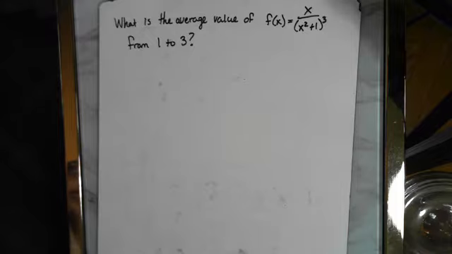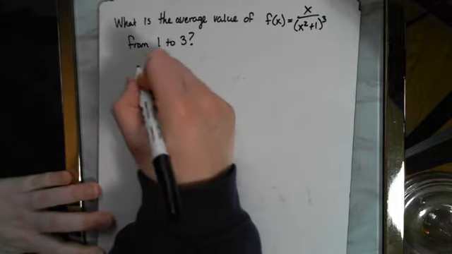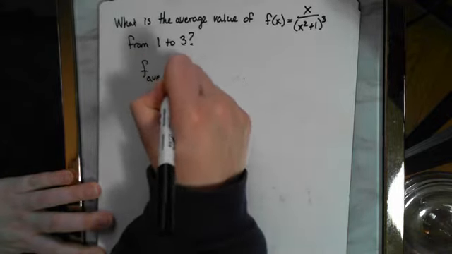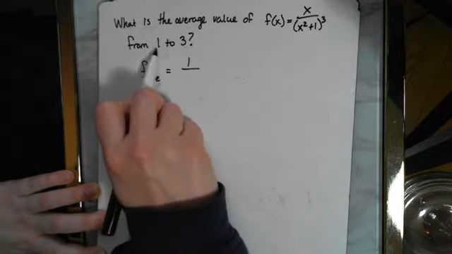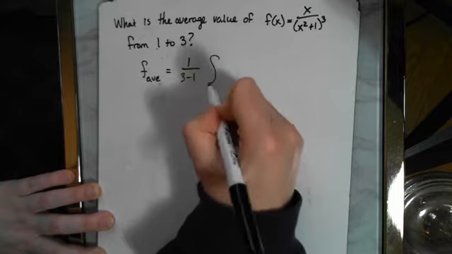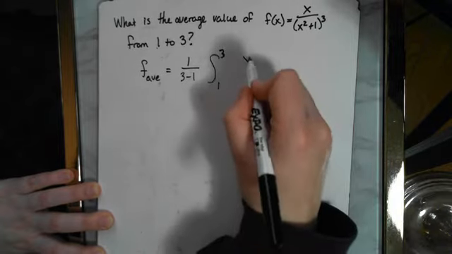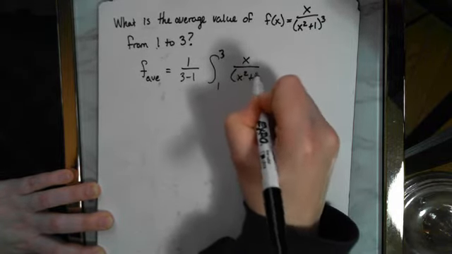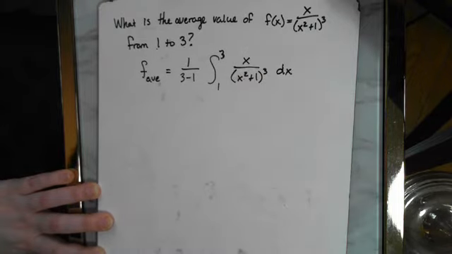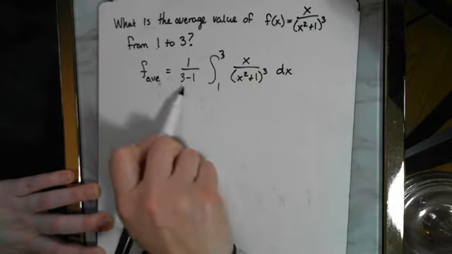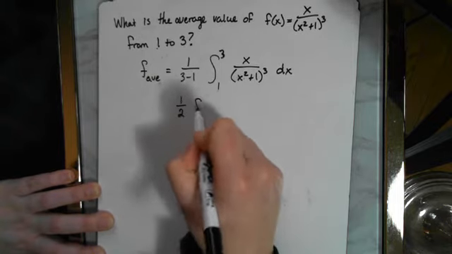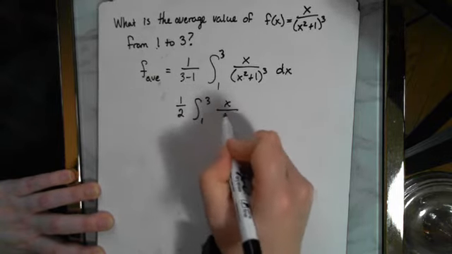So they want us to find the average value of the function f of x equals x divided by (x squared plus 1) cubed from 1 to 3. So I'm going to start off by employing the average value function that I have. f(ave) equals 1 over b minus a times the integral from a to b of the function with respect to x. Okay, so this becomes 1/2 times the integral from 1 to 3 of this.